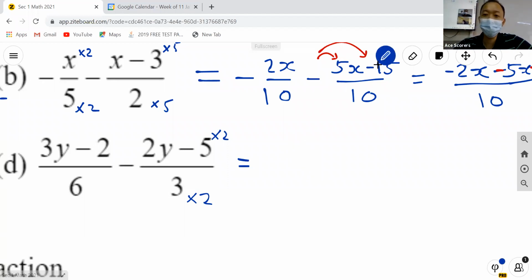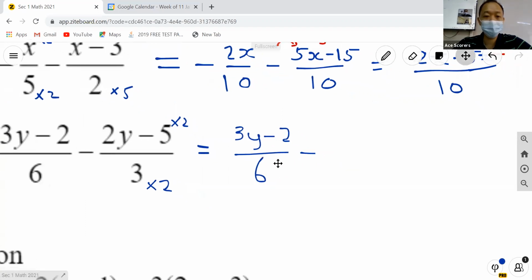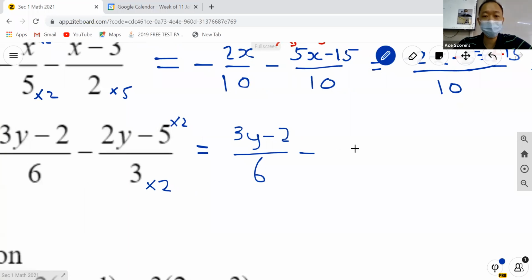Anyway, back to this. Alright, so the next question, the denominator is a 6, yeah? So the right side you times 2. The fraction on the left, there's nothing to do because it already has a denominator 6. So 3y minus 2 over 6, take away 2 times 2, we get 4y, and 2 times 5, we get negative 10, divided by 6.